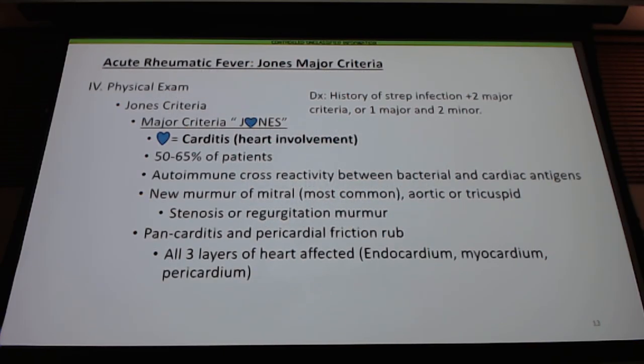The O in Jones is carditis, which is the second most common symptom that your patients are going to experience. The arthritis is the most prevalent in our patients with acute rheumatic fever, but carditis is the second most. And this is because of that autoimmune cross-reactivity between the streptococcal antigen and cardiac antigen. So it's an autoimmune reaction that occurs and causes this.